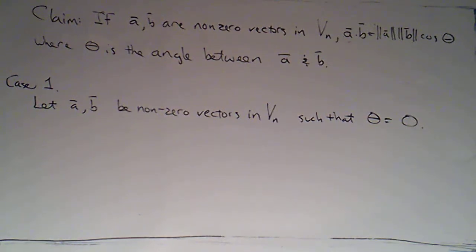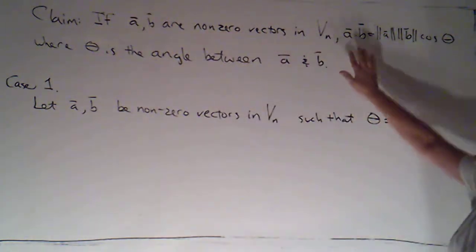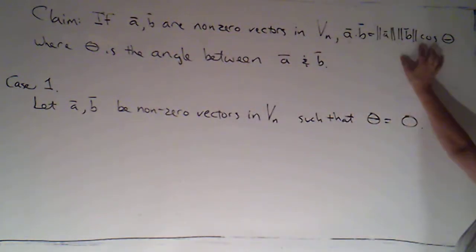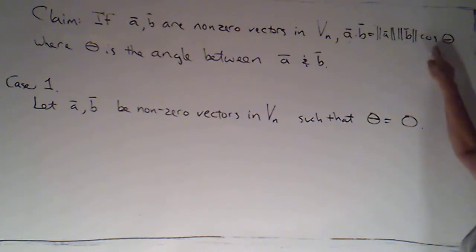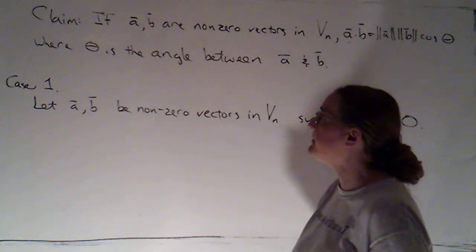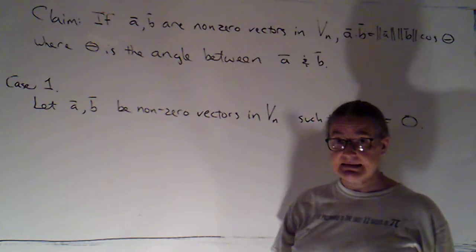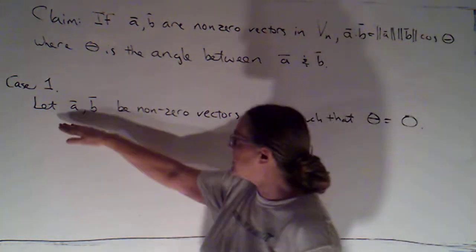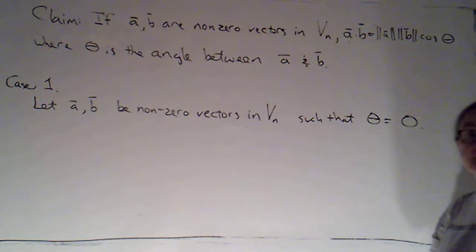Okay, so our claim is that if A and B are non-zero vectors in n space, then the dot product between them is just the product of these three things: the magnitude of A, the magnitude of B, and then cosine of theta, where theta is the angle between them. Okay. So we said in the last video we were going to have three different cases, and case one was going to be that A and B were non-zero vectors so that the angle between them was 0.